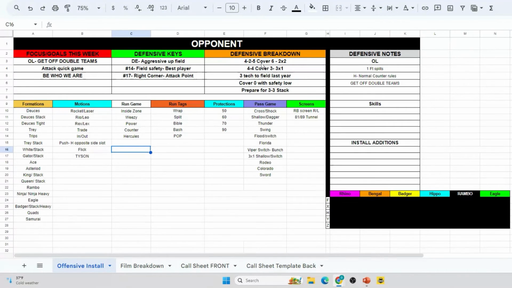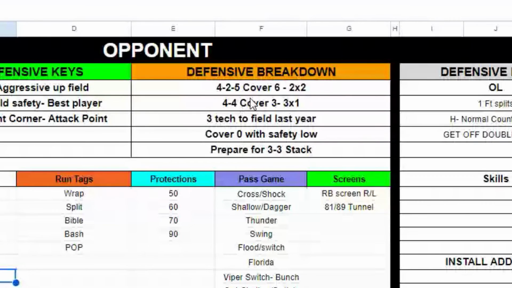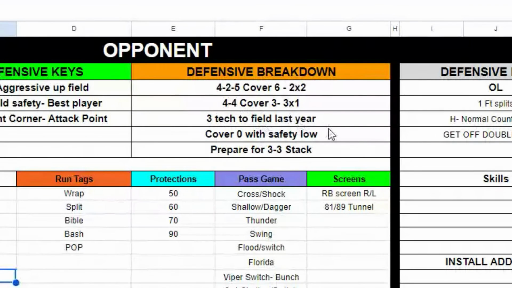This is just a simple breakdown of the defense that we saw. I print out all 4 of them so they can visually see it. This is just to label it out just to make sure everyone is able to write it down. So if we see a 4-2-5 cover 1/6 with 2x2, and then we're getting a 4-4 cover 3 check when we're in 3x1, 3 tech to the field, cover 0 with the safety low.